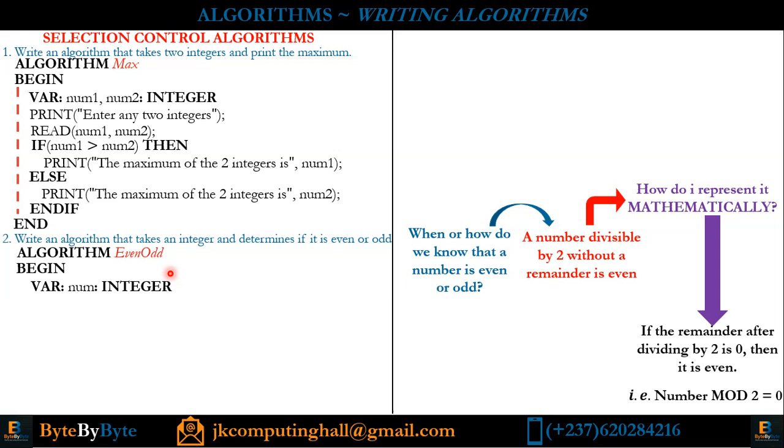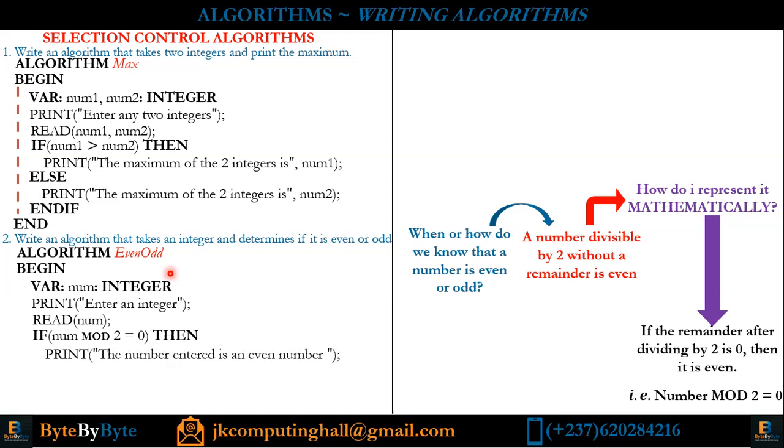We begin. Remember that here we have only one integer, the number we are going to determine if it is even or odd. Print, enter an integer. We read the number. Now we ask ourselves, if number mod 2 is equal to 0, then we simply print the number entered is an even number. Else, if it is not even, then it is odd, and we end our program.